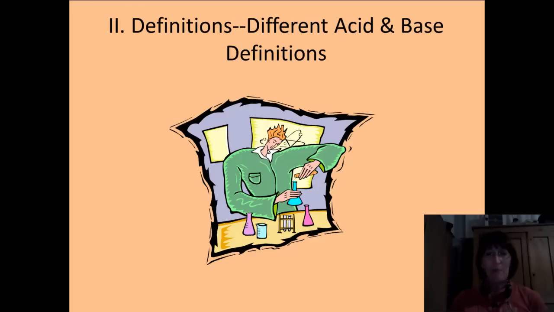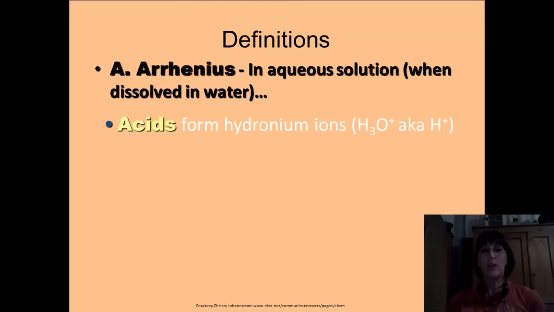There are 3 major definitions for acids and bases. You're going to be responsible for 2 of them. The first one was put out by Arrhenius, and Arrhenius said that when you have something in an aqueous solution, you dissolve it in water, then if it's an acid, it's going to form hydronium ions, the hydrogen ions, in water. So that H3O plus and that H plus I told you about, they use those interchangeably in many cases.